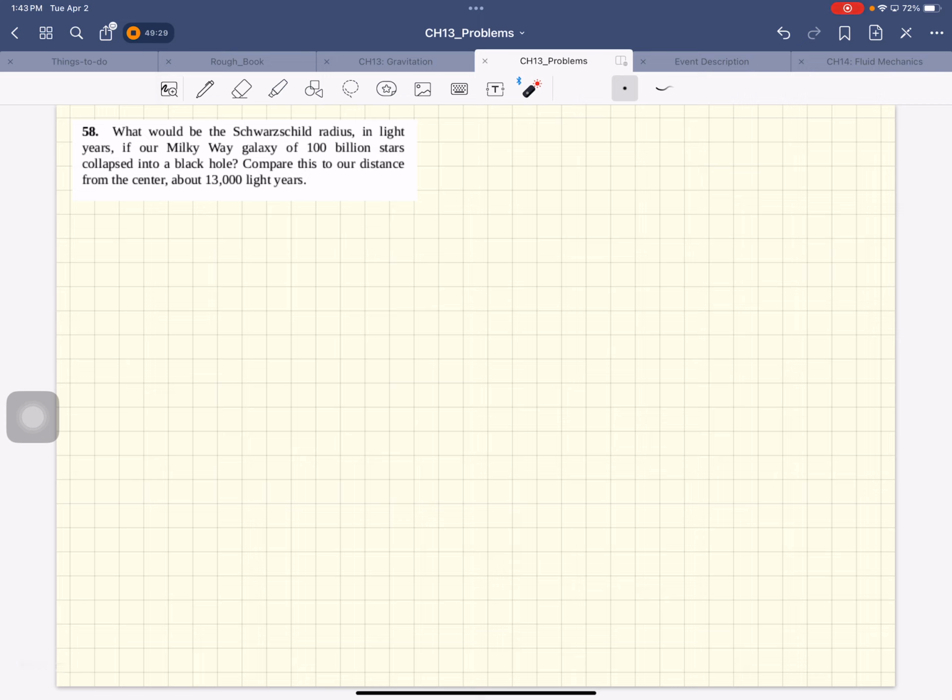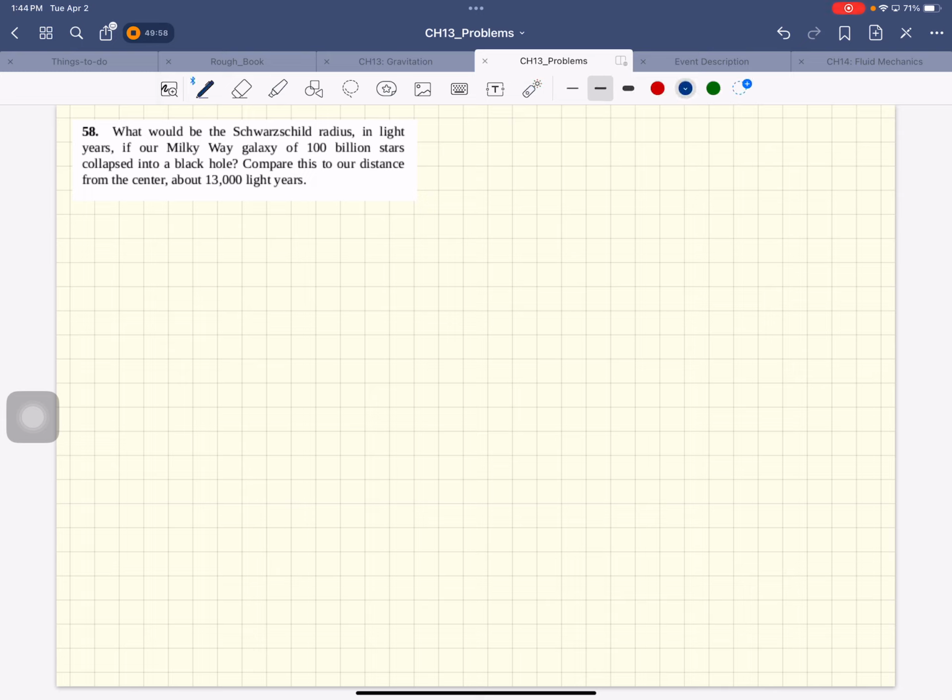Okay, I'll do one more problem. We'll do this one and that will end there. So what would be the Schwarzschild radius in light years if our Milky Way galaxy of 100 billion stars collapsed into a black hole? So we have 100 billion solar masses. If we turned it into a black hole, how big would this black hole be?